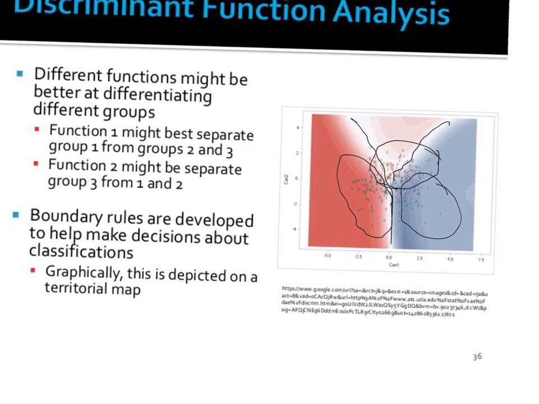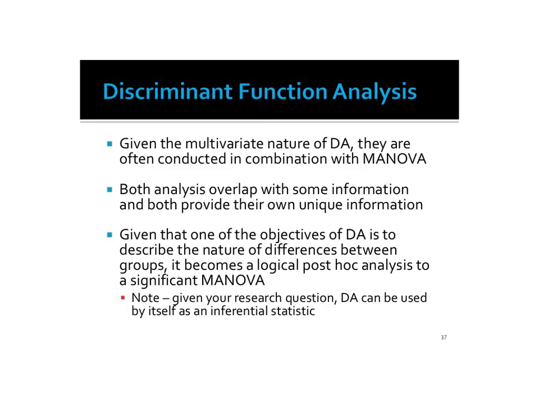So let's continue on. Given the multivariate nature of discriminant analysis, they are often conducted in combination with MANOVA. Both analyses overlap with some information, and both provide their own unique information. Given that one of the objectives of discriminant analysis is to describe the nature of differences between groups, it becomes a logical post hoc to MANOVA, as we discussed before. Given your research question, however, discriminant analysis can also be used by itself. If your goal is to predict group membership from a series of continuous variables, you don't need the MANOVA, just go straight to a discriminant analysis.